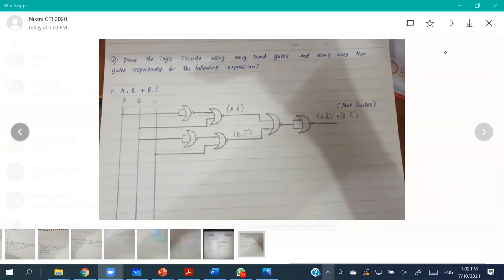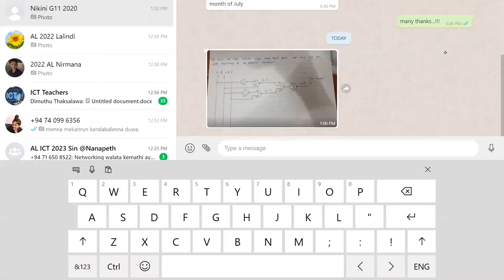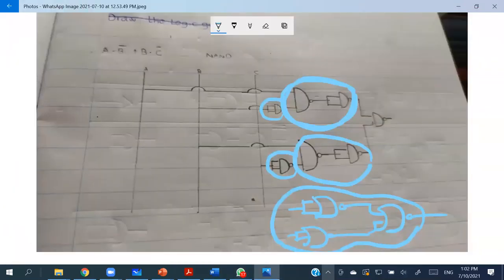And B is taken, C one, yes. Perfect. Correct, Nikini. That's a simplified one. Yes, that's correct. Well done. Go for the NAND gates one as well, right? Okay, talk about the way.